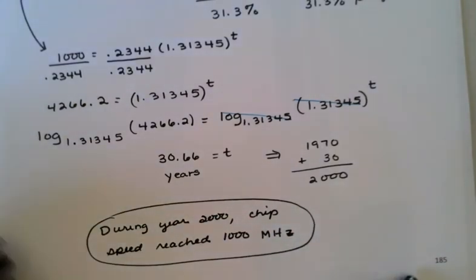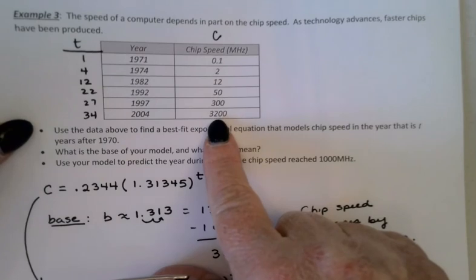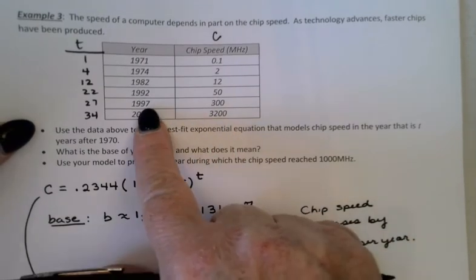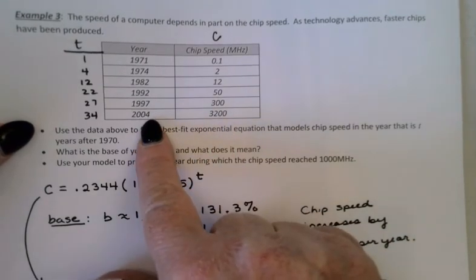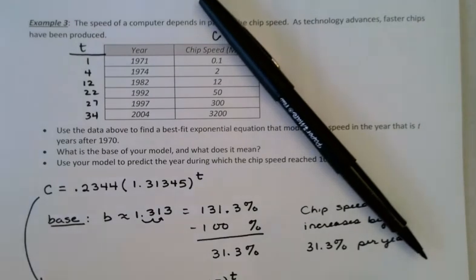I will point out that this seems reasonable given the original data set. 1,000 would be between 300 and 3,200. So sometime between 1997 and 2004 is a very reasonable answer. The year 2000 is what we got. All right, that concludes this section.